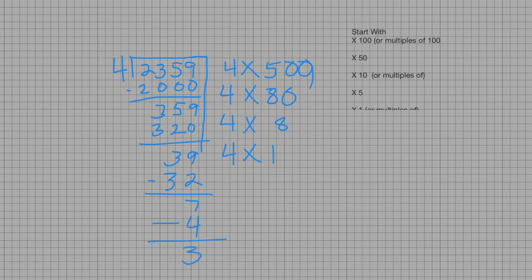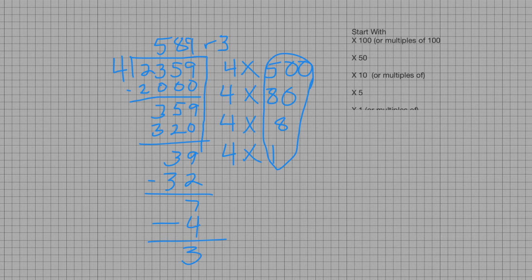Okay, so my quotient here, 500 plus 80 plus 8 plus 1, would give me 589 with a remainder of 3. Excuse me, that's not 581, it's 589. There we go. Okay.